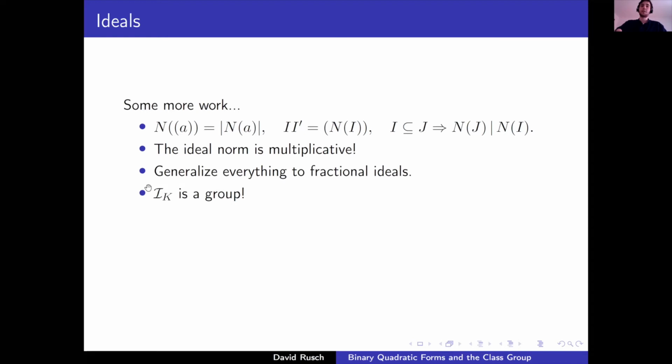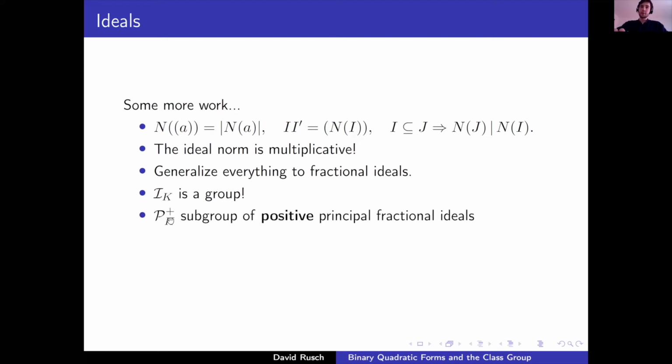And finally, we can show that the set of fractional ideals is indeed a group. So the group operation is just ideal multiplication. And the inverse can be seen by this formula here. If we take the conjugate ideal and divide by an appropriate constant, we just get the whole ring. And the neutral element of this group is just the ring of integers OK itself.